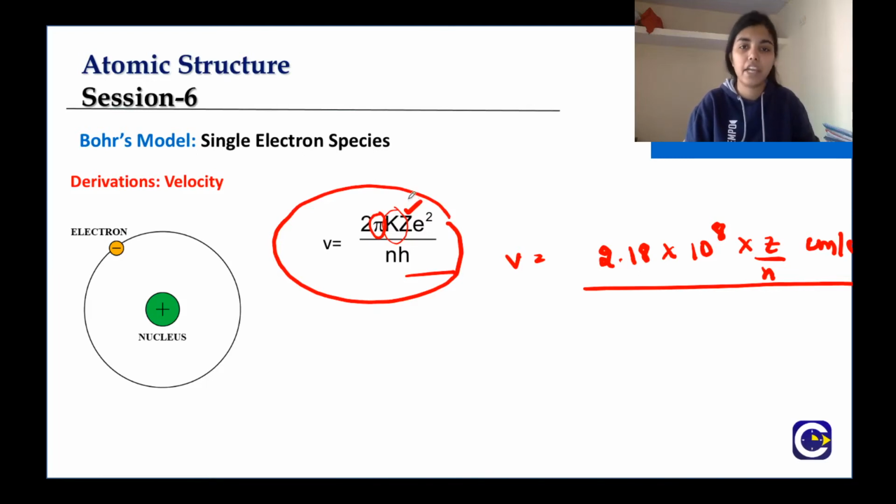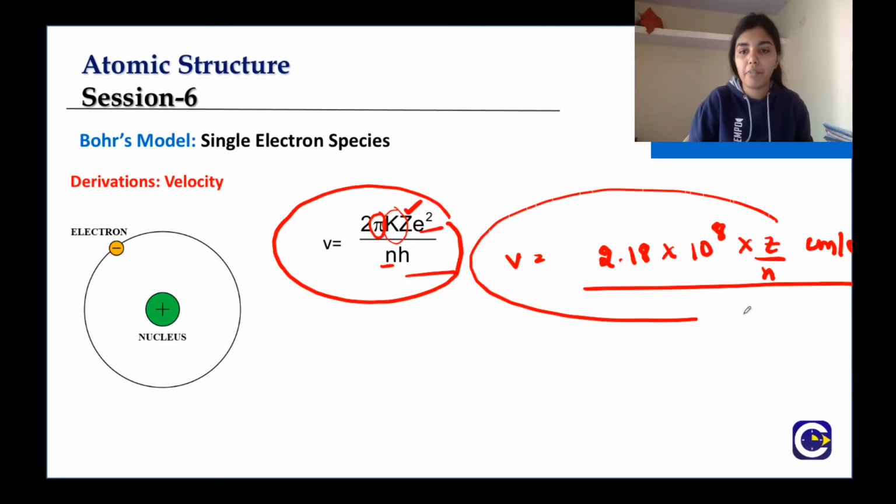if it is hydrogen atom, e as 1.6 into 10 raised to the power minus 19 coulomb, n is the basic orbit in which the electron is revolving, and h is the Planck's constant having the value of 6.62 into 10 raised to the power minus 34. Solving these, we will get the final formula as this, right?